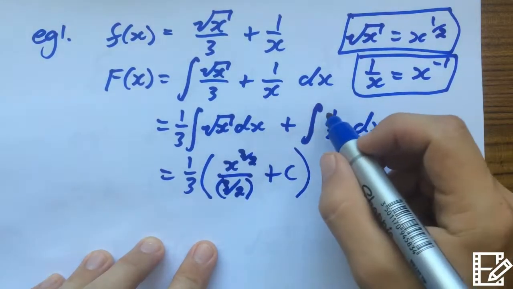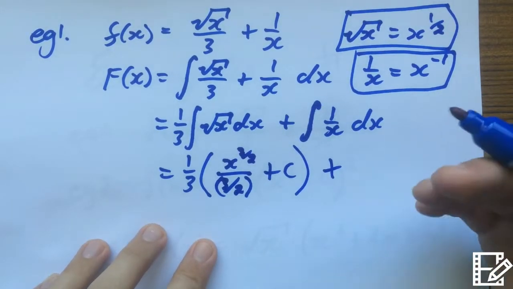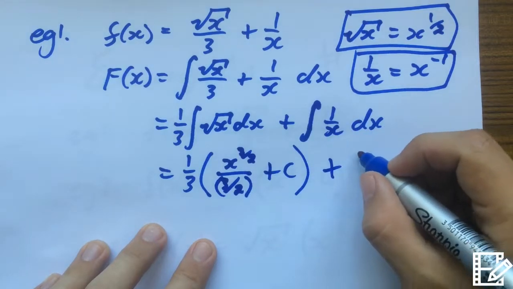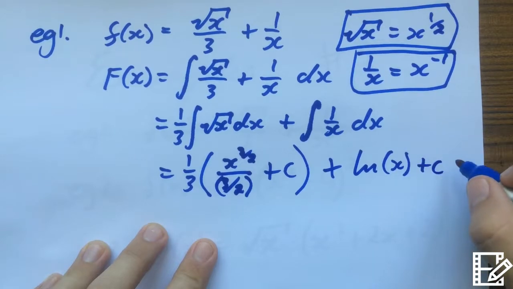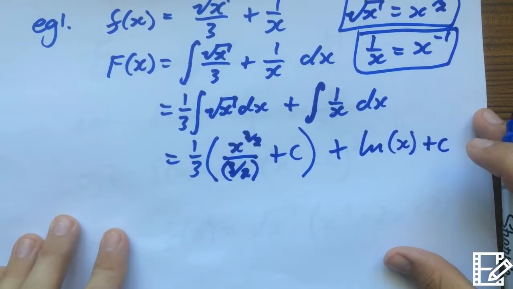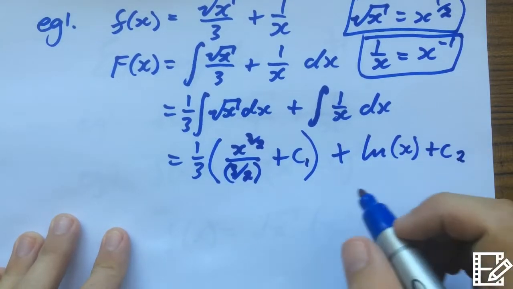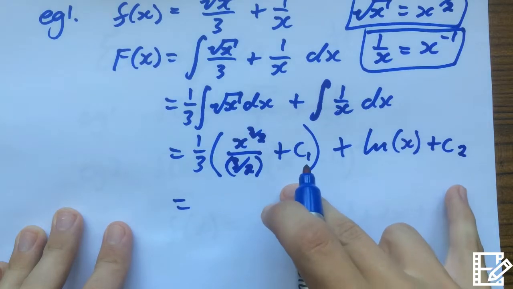And then we're going to add the integral of 1 on x. We know that the derivative of ln of x is 1 on x, therefore the integral of 1 on x is ln x plus c. Okay, I'm going to call this C1 and C2. So they're different, because they may be different, they may not be different, but we don't know.